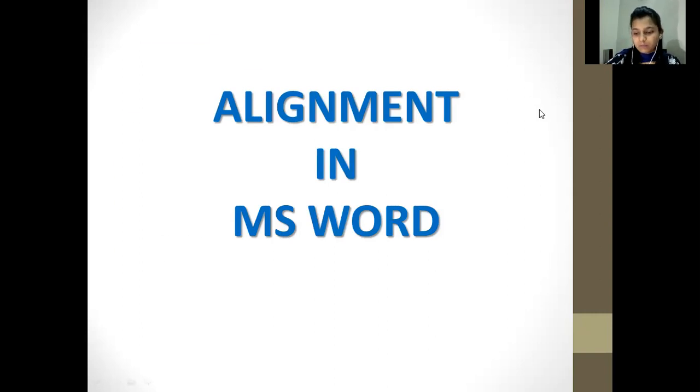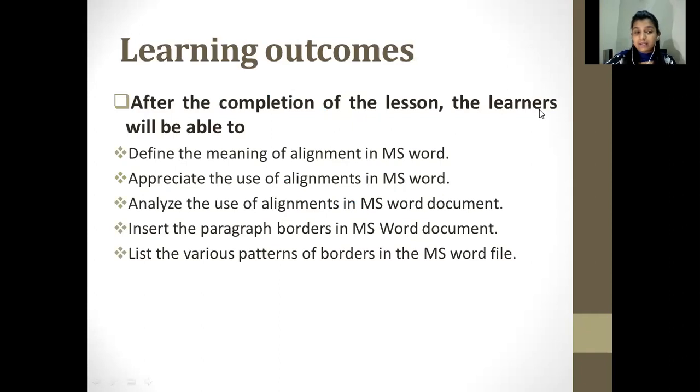Okay, so these are the learning outcomes for today. You would be able to define the meaning of alignments in MS Word. Then you would be appreciating the alignments used. Then you would be analyzing the use of alignments in an MS Word document. Then you can insert paragraph borders, which we would be doing further. And again, you could list the various patterns used in the borders of MS Word.